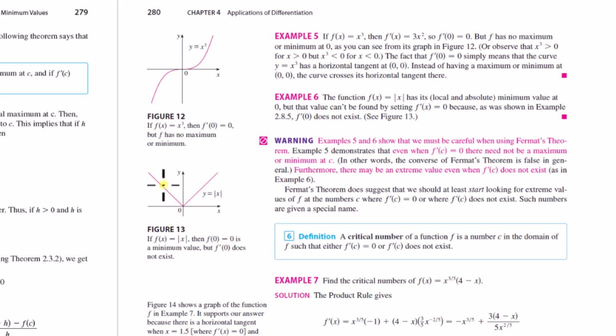Then they also point out an example where we have a local minimum, but the derivative doesn't exist. What we're trying to do right now is develop a method for finding extreme values of functions. That's how we're going to answer optimization problems, so either local extreme values or global extreme values or both.